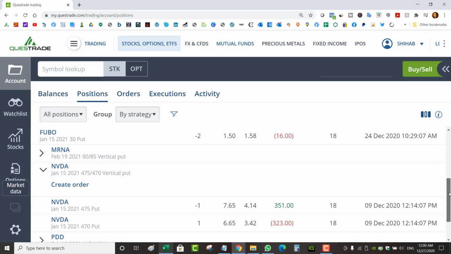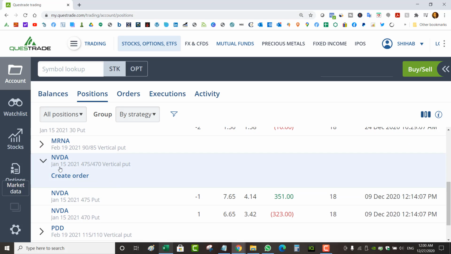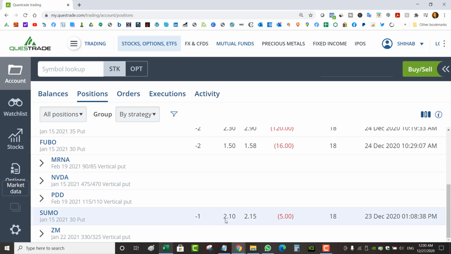I've got an Nvidia put spread at 475, 470 expiring January 15. Opened this December 9th, so a while back. Collected $1 and not able to close it. It's showing a small profit, but not enough to close. I'll try to close it at around 40 cents. That will give me a $60 profit.